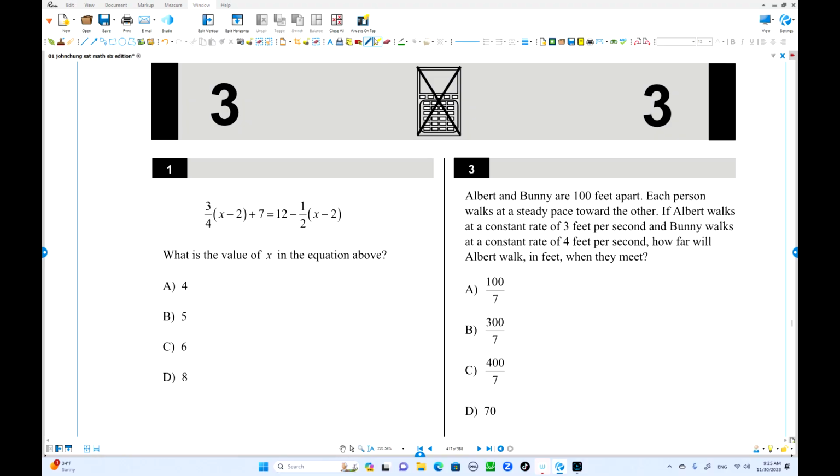Hi everyone. This is test 11, section 3. We're going to finish from 1 to 20.